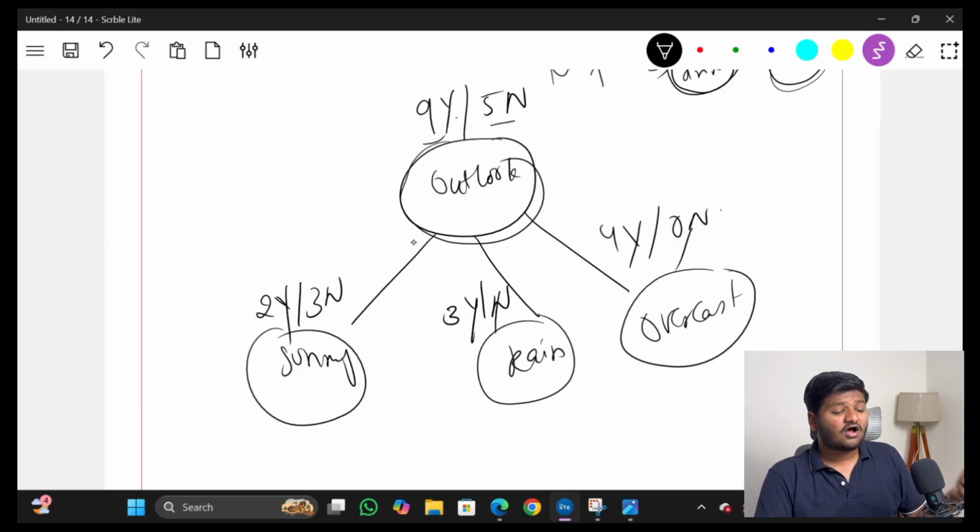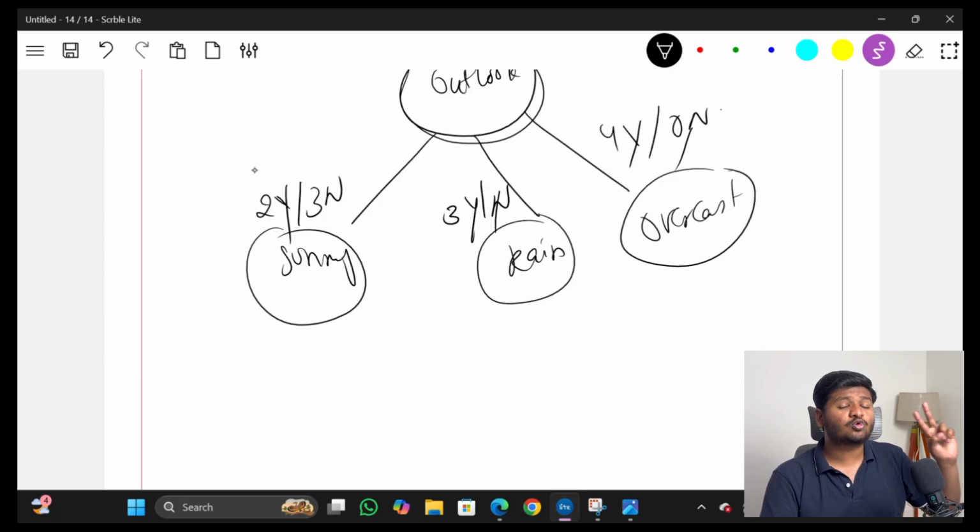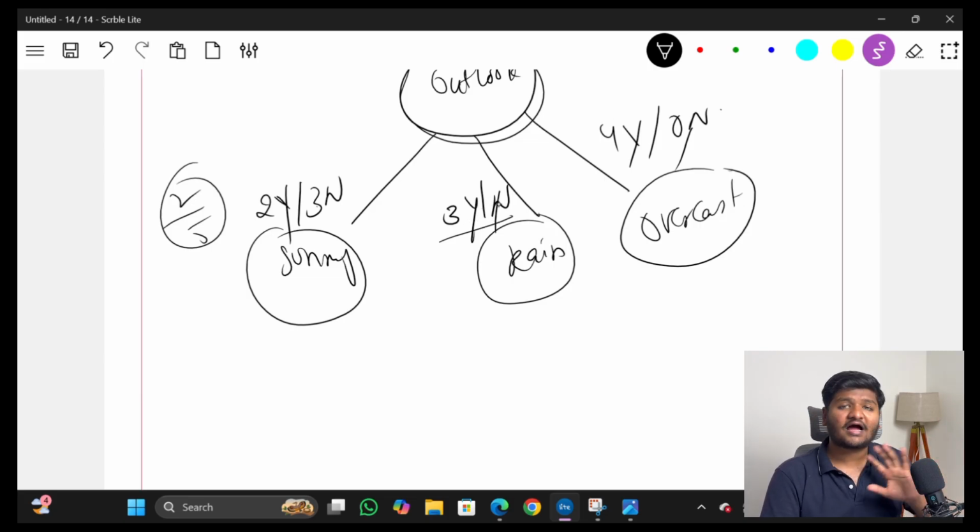If it is Sunny, the probability is 2 times yes out of 3 times, so the probability is 2 by 3. What is the probability here? Entirely, how many are there? 2 plus 3, 5. Okay, 2 by 5 is the probability here. Now, probability of playing, how much is there, guys?